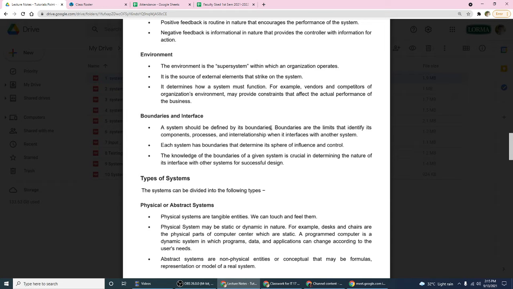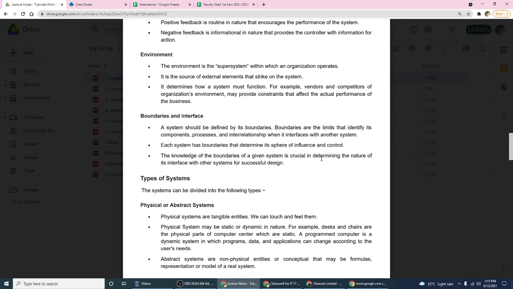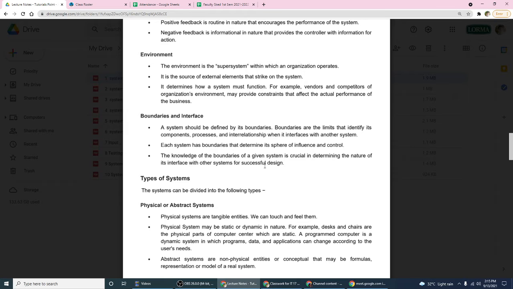Boundaries and interface. The system should be defined by its boundaries. Boundaries are the limit that identifies its components, processes, and interrelationships when it interfaces with another system. Each system has boundaries that determine its sphere of influence and control. The knowledge of the boundaries of a given system is crucial in determining the nature of its interface with the other system for successful design.